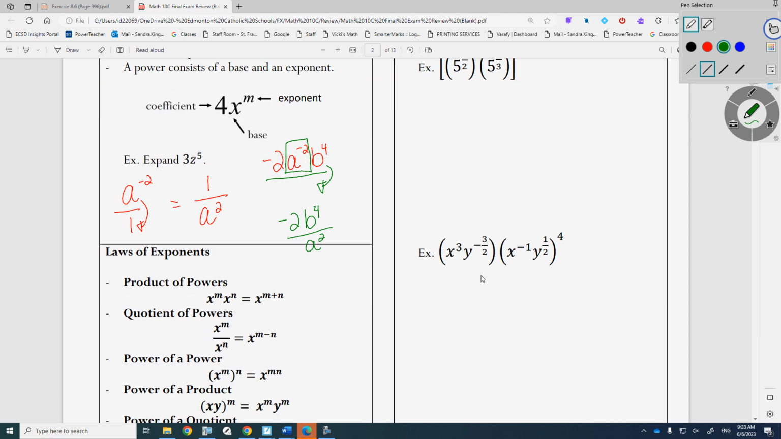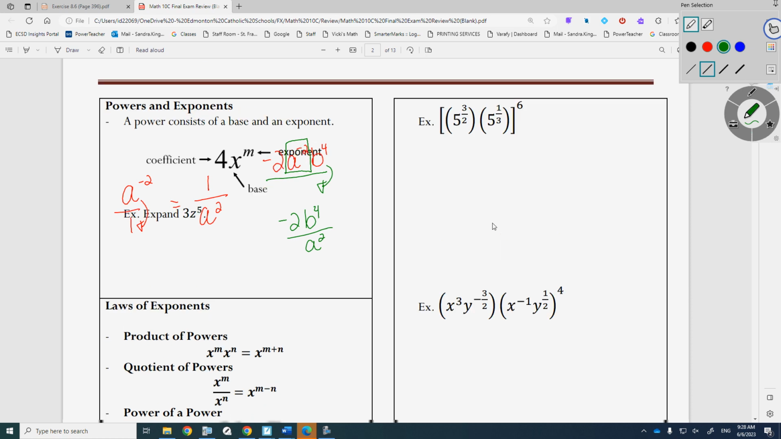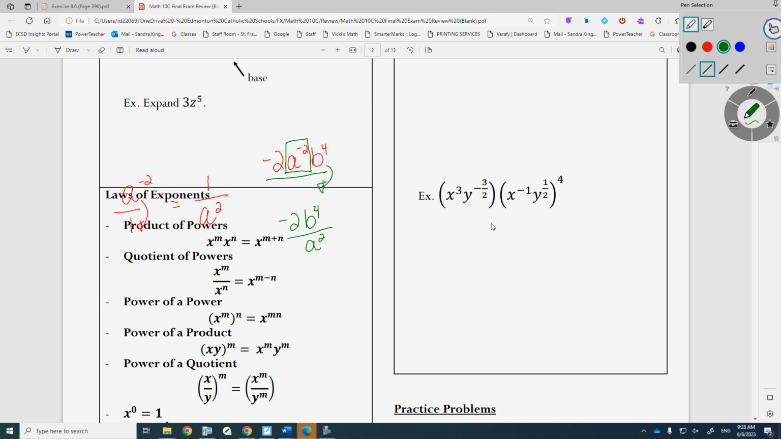Okay, let's look at this example here. This first bracket, there's nothing I could do. So I'm going to bring this first bracket down: x to the 3, y to the negative 3 over 2.